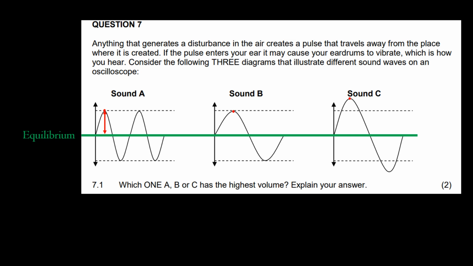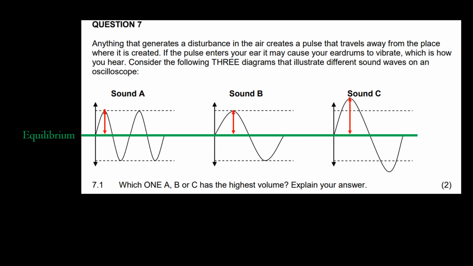This means that the amplitude of sound A is from equilibrium to its highest point, and the amplitude of sound B is from equilibrium to its highest point, and the amplitude of sound C is from equilibrium to its highest point. If you look carefully, sound C has the highest amplitude. This means that sound C also has the highest volume.